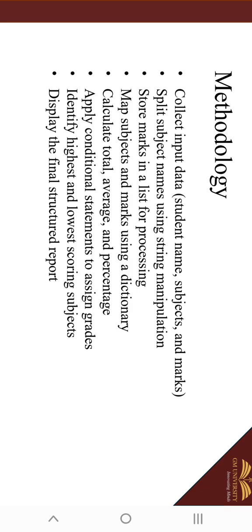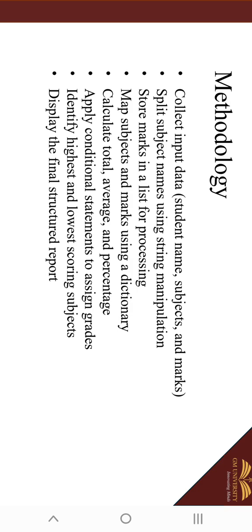I already told that a list is a sequence of numbers that stores numbers using one variable only. So we store these marks in a list for processing, then map subjects and marks using a dictionary. I already told that a dictionary is all about storing key values. So we map subjects and marks using a dictionary, and we calculate total, average and percentage, and we apply condition statements to assign grades, and we identify the highest and lowest scoring subjects and display a structured report.